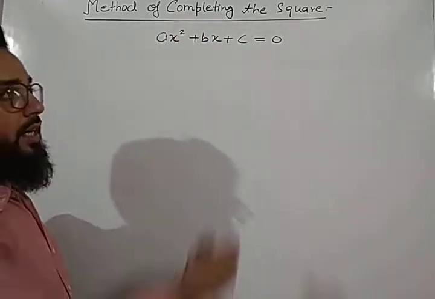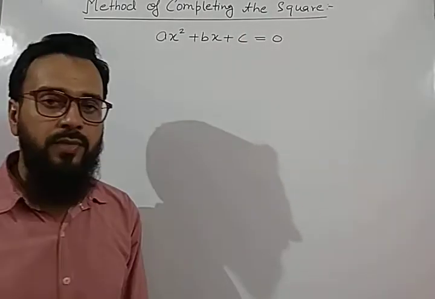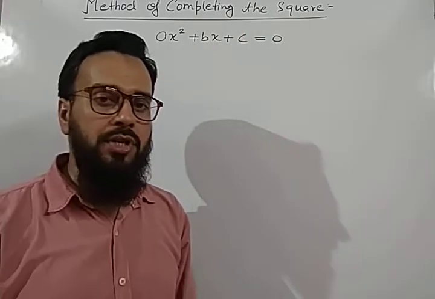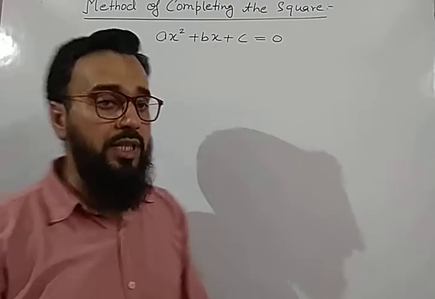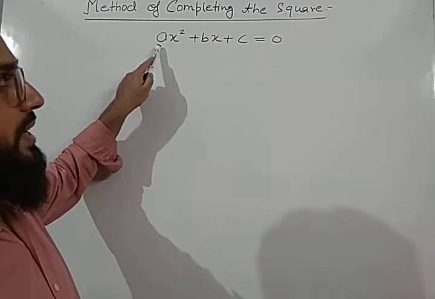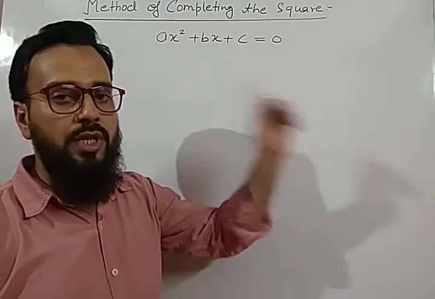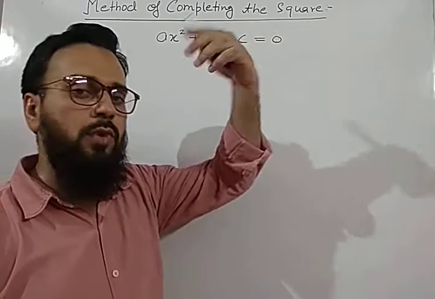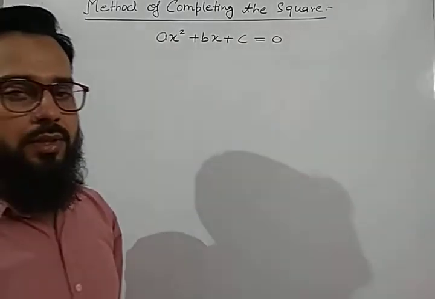We are given a quadratic equation in general form. It is ax square plus bx plus c is equal to 0. You may be given any quadratic equation. First we have to convert that quadratic equation into the general form. General form means there must be a coefficient of x square, a coefficient of x and a constant term equal to 0. So the first step is to make the given equation, whatever it is, into the general form of a quadratic equation.